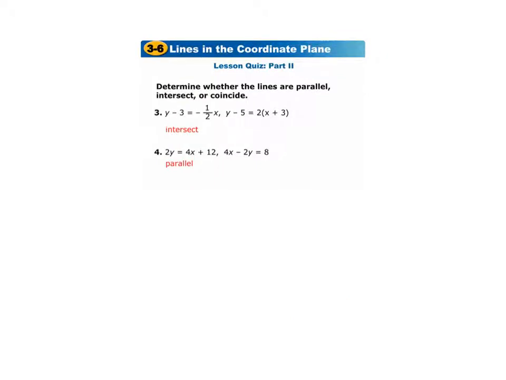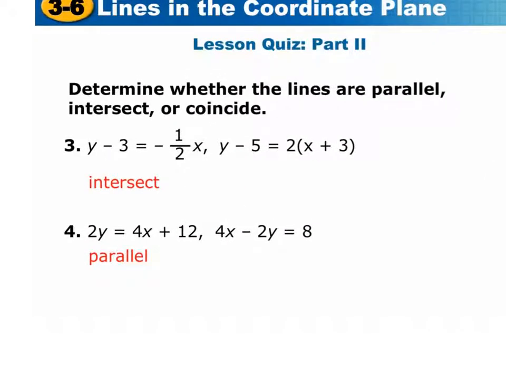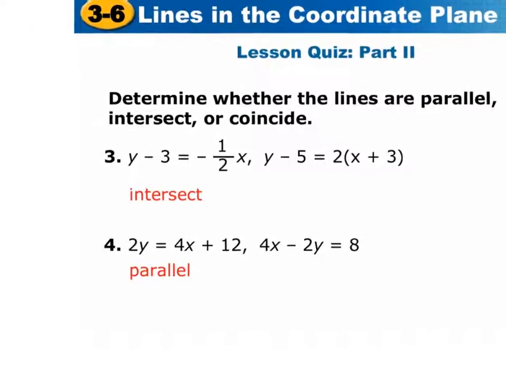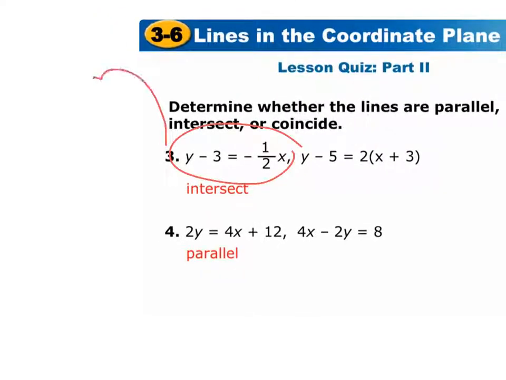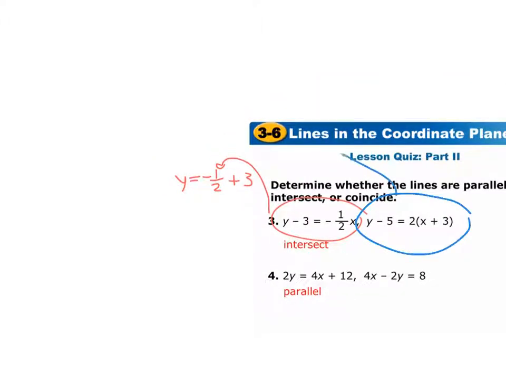So now we're going to determine whether lines are parallel, they intersect, or coincide. Like we said in class, we set these two up in slope-intercept form in order to see their slope and their intercept clearly. So let's take this equation and we'll move it over here. We can add 3 to both sides and we get y is equal to -1/2 x plus 3. And then we can take the second equation, move this guy over here.